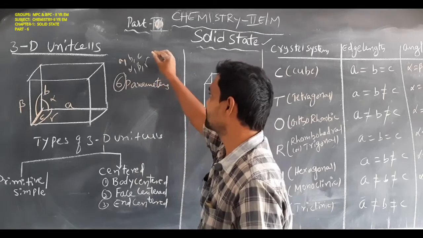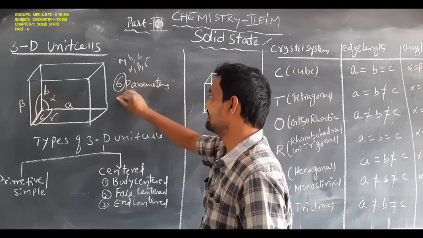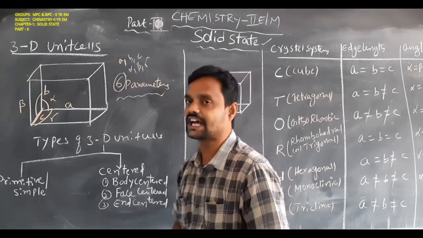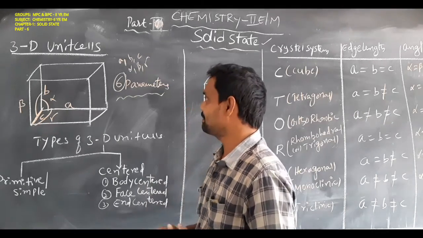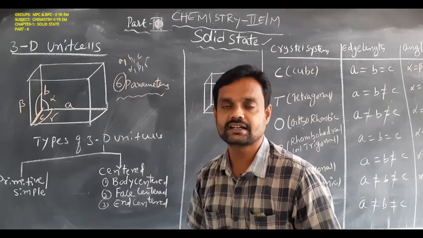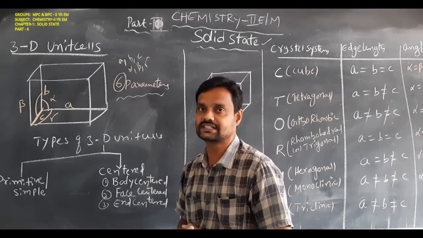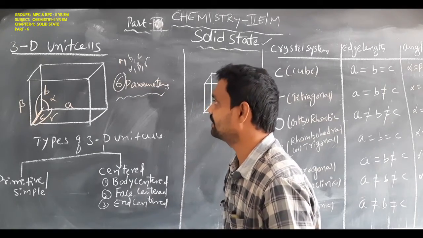Total 1, 2, 3, 4, 5, 6: six parameters are required to define the three dimensional unit cell. What is that? Six parameters are required to define the three dimensional unit cell. So this is the example for the three dimensional unit cell.